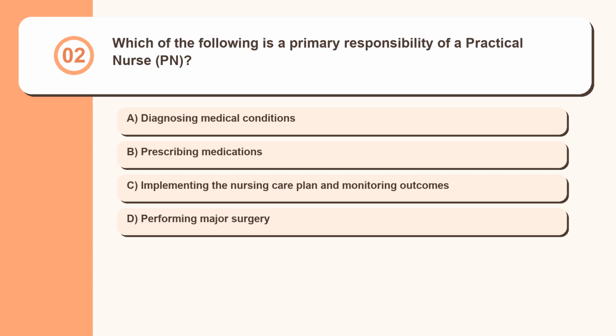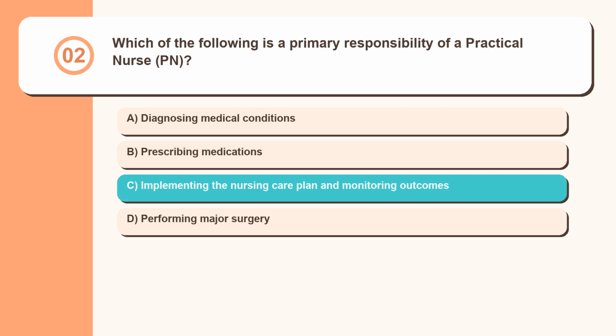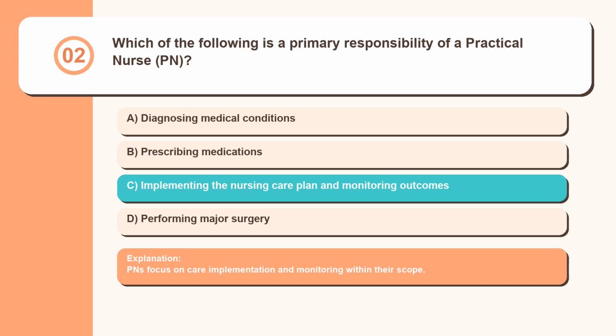Question 2. Which of the following is a primary responsibility of a practical nurse, PN? Diagnosing medical conditions, prescribing medications, implementing the nursing care plan and monitoring outcomes, performing major surgery. PNs focus on care implementation and monitoring within their scope.